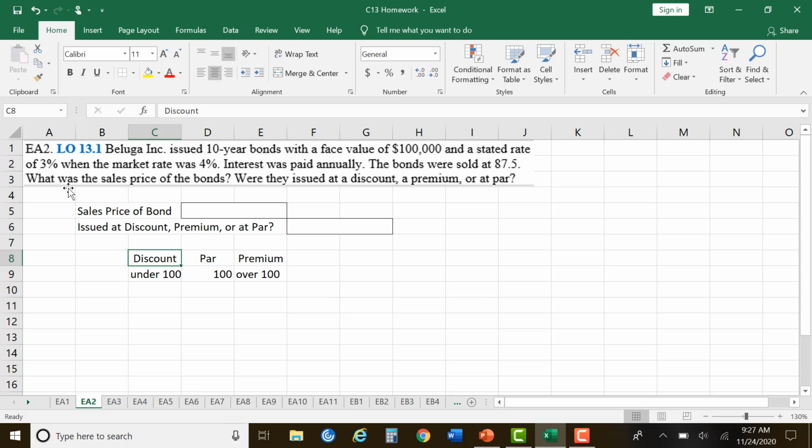Another way to look at it is it had a stated rate of 3%. So we can put 3%, and the market rate was 4%. So if the stated rate is below the market rate, market.